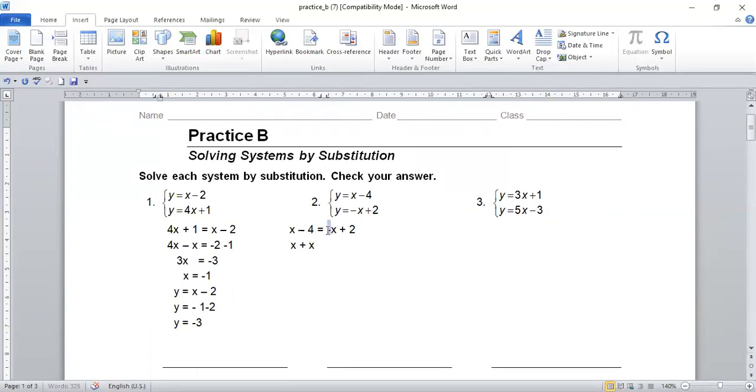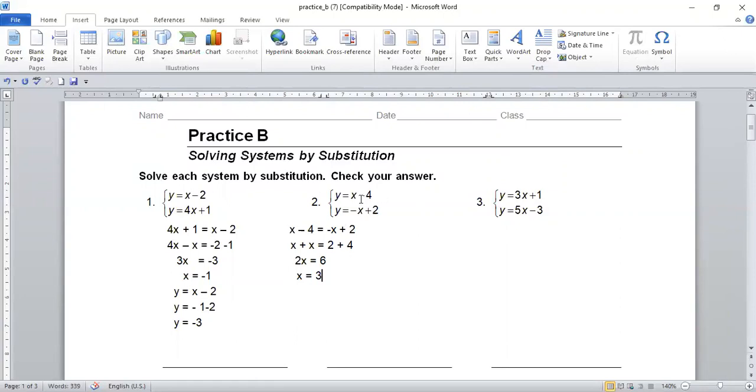So when it goes to the other side, it becomes plus, which is going to be equal to 2 plus 4. Minus 4 will become plus 4. What's the next step? x plus x is going to be 2x equals 6. So x is going to be how much? x is going to be 6 divided by 2, which is going to give you 3. Okay, so the value of x is 3.